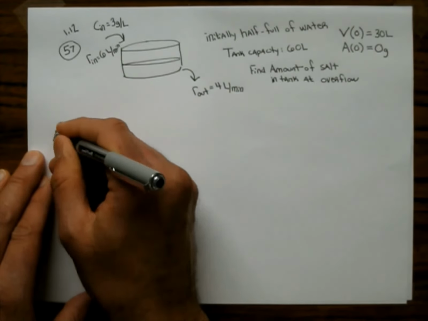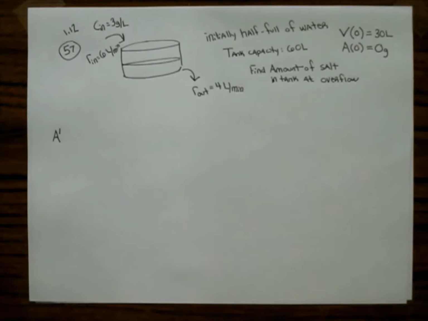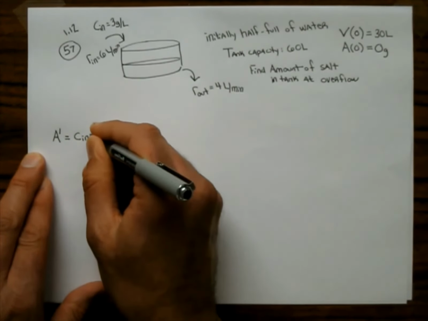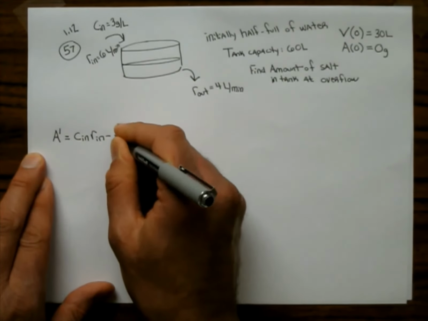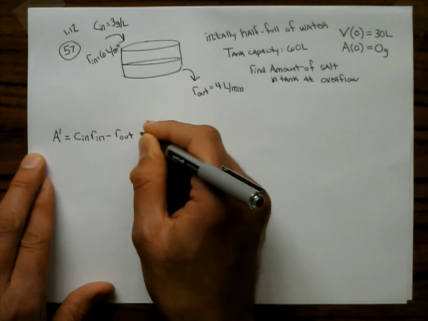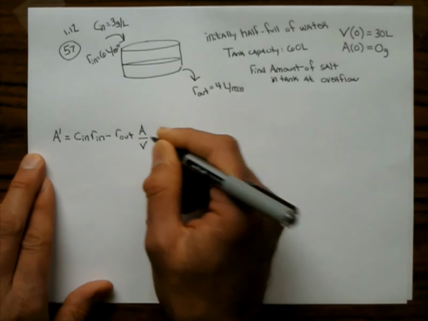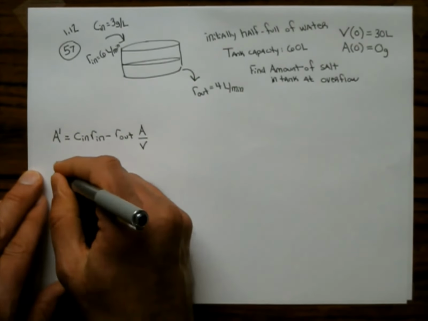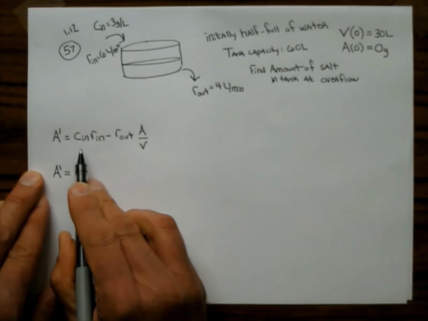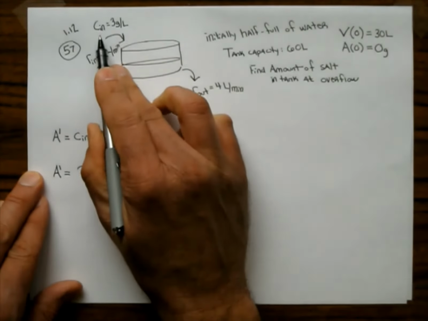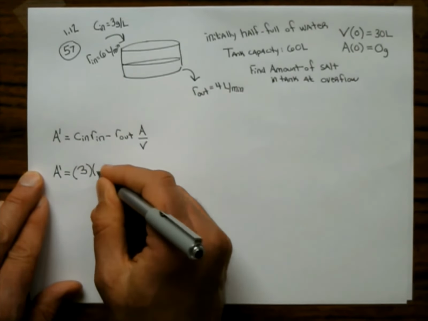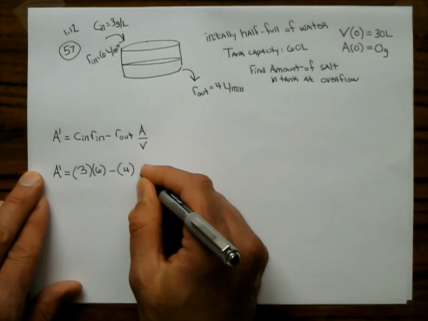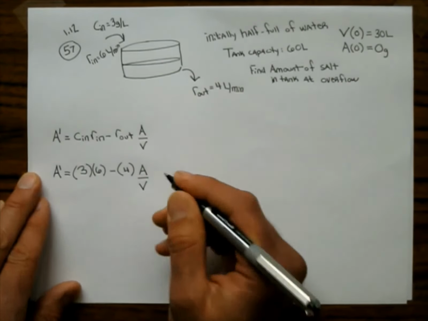The differential equation that we always use is A prime equals Cn Rn minus R out A over V. So that is where we always start, and we have A prime is Cn, which is 3, we see that up there, times Rn, which is 6, minus R out, which is 4, and then we have A over V.